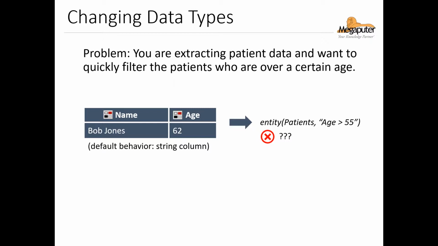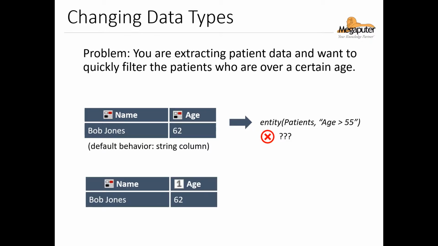That's because the default output setting for our data is to be listed as a string. So the computer sees the age 62 here as text, and we can't use numerical operators on text to filter by age. But if we make sure that the data type of age in our output is a number instead, then we'll be able to implement this age filter in our query.